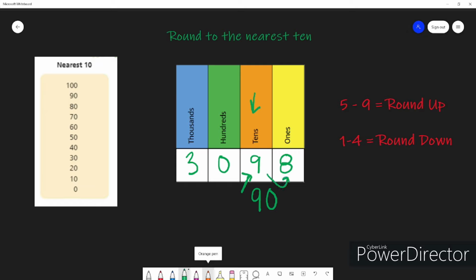And as every story has gone, we come to find out that the 8 knows it's between 5 and 9, therefore has to send 9 to the sky. And since 9 is now a 10, we can't have a 10 here. It does not work. Those are two separate numbers. Therefore, we have to understand that we push up to 100 and we move the number over to then have 3,100. And this ends our lesson on rounding.